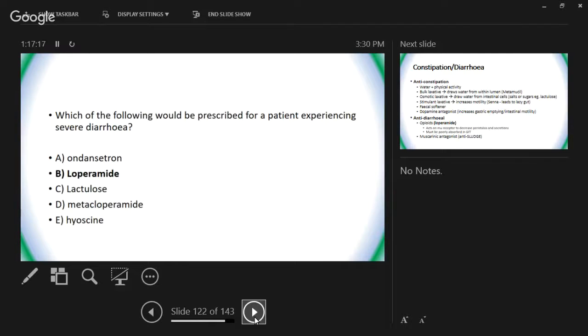Severe diarrhea. This one is an antiemetic. Lactulose is the laxative. Metoclopramide is also an antiemetic.